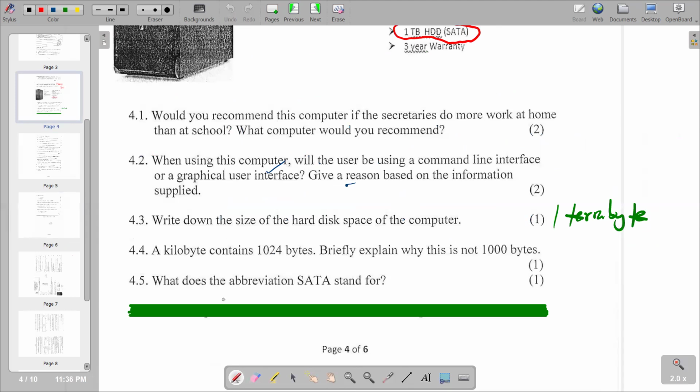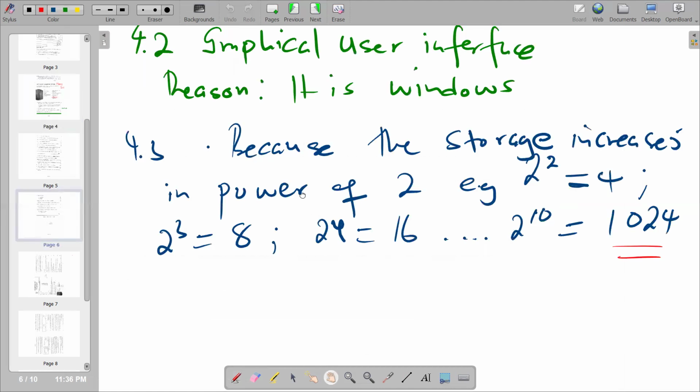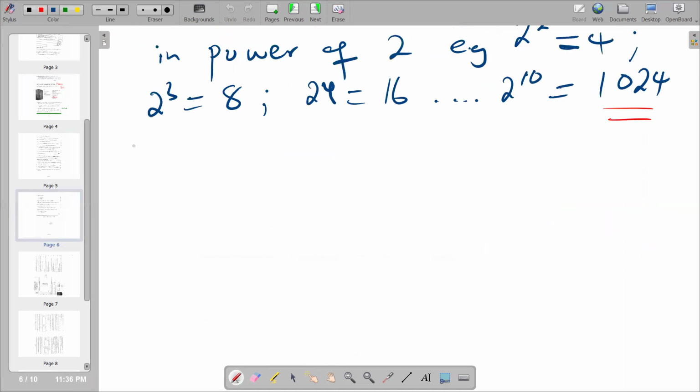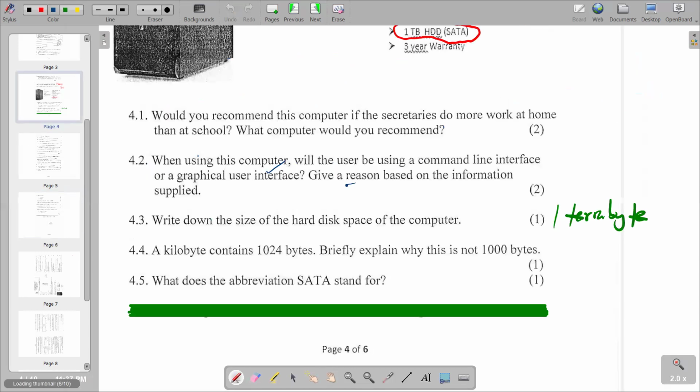It is asking what does the abbreviation SATA stand for? Obviously, this is serial attachment. So we also present it in such a way whereby this becomes 4.4, and on 4.4, this becomes 4.5. We are saying SATA stands for serial attachment.